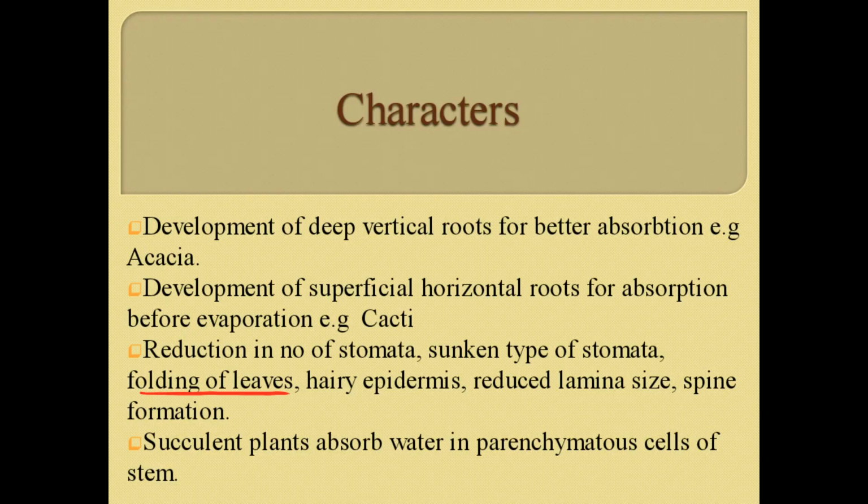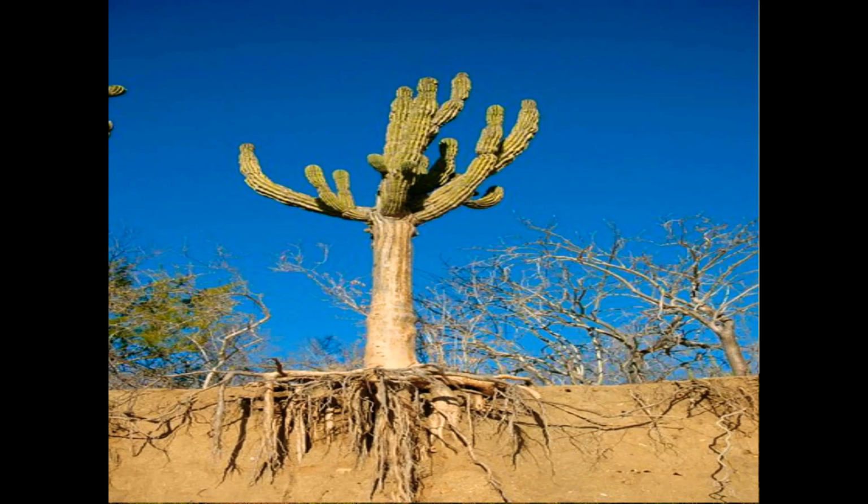Folding of leaves, hairy epidermis, reduced lamina size and spine formation all result in the reduction of water loss. Some plants absorb water in their parenchymatous tissues, and these plants are called succulents. This is a cactus, and there are superficial horizontal roots present which absorb water from the surface of the soil before evaporation.